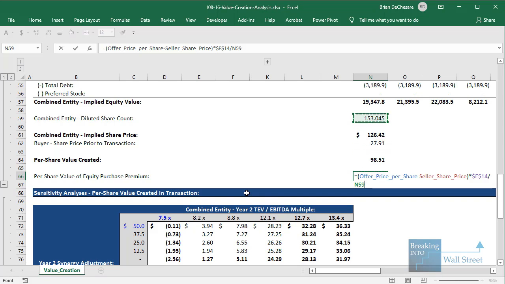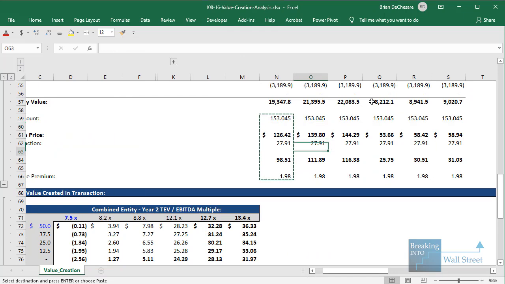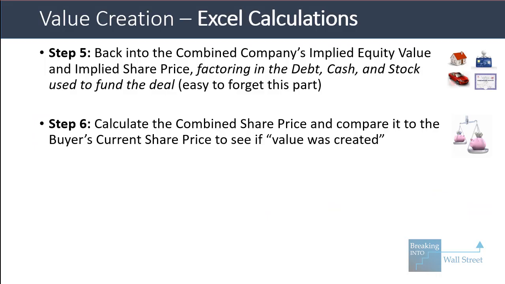So this is essentially taking the premium and then dividing it by the total share count for the whole company to see if the buyer's shareholders, which this new higher share count represents, are actually getting something for the premium that the company is paying. So let's take this and copy this across. And so we have that. That was actually step 6.